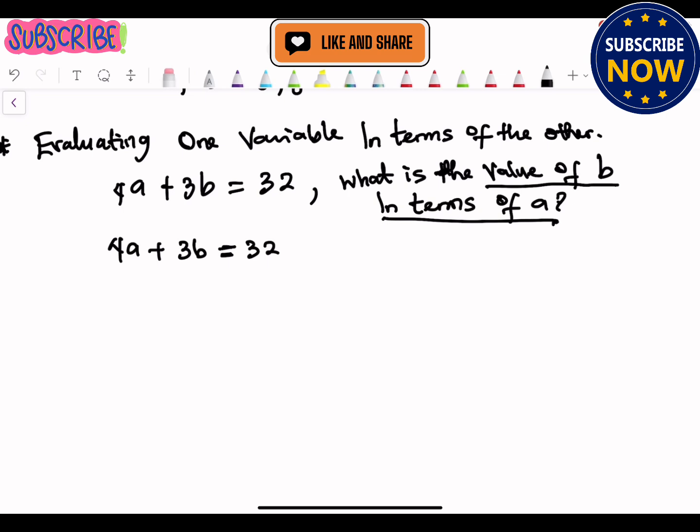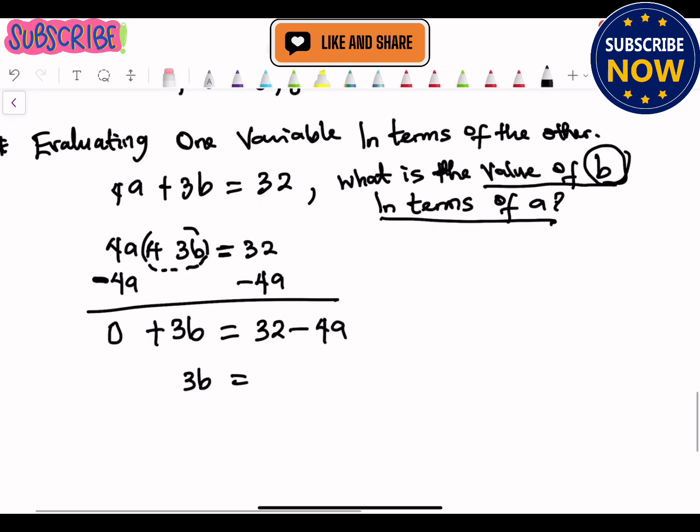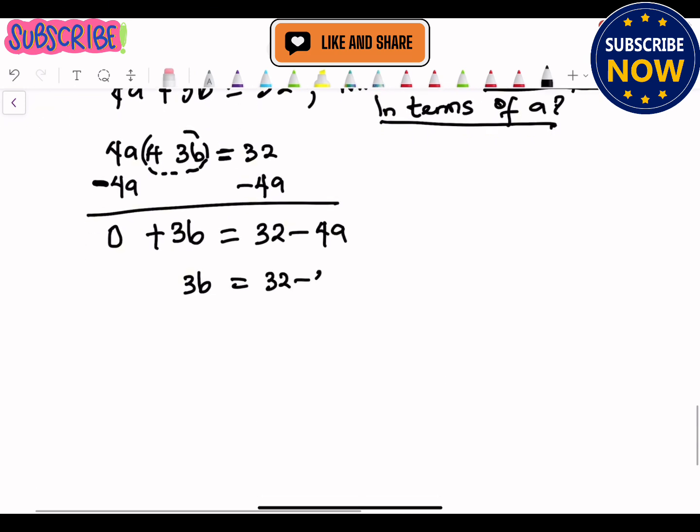So what we have to do now is subtract 4a from both sides, because we want 3b to stand alone. So 4a minus 4a will give you 0. We are left with plus 3b equals 32 minus 4a. But they're asking for the value of b, not the value of 3b. So on the left-hand side, I have 0 plus this, that's 3b, equals 32 minus 4a.